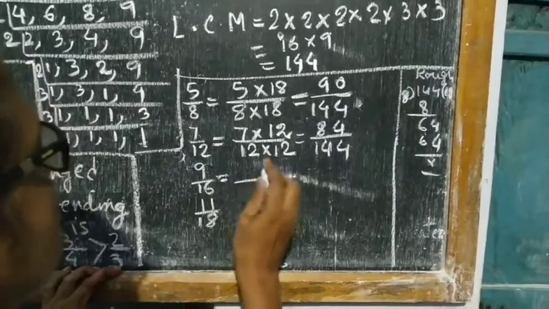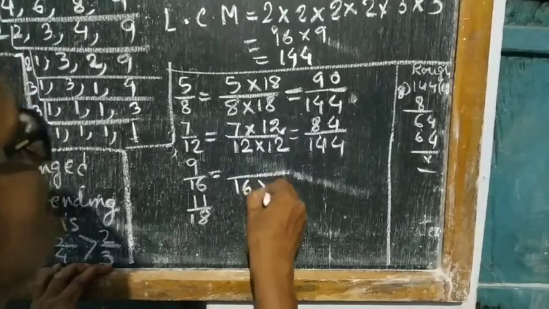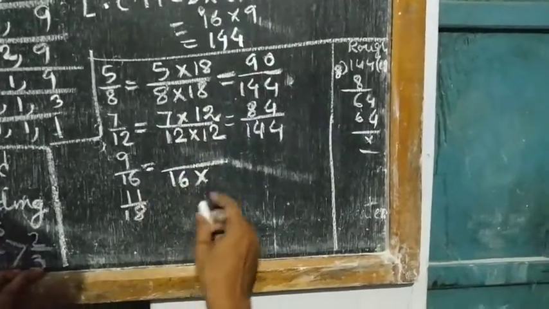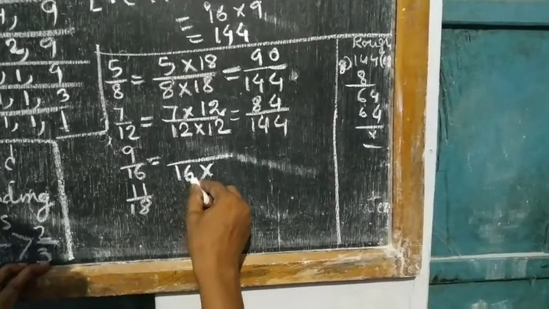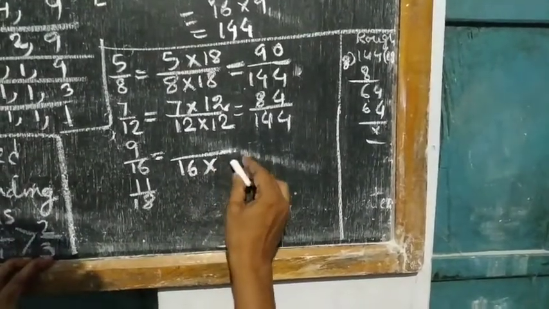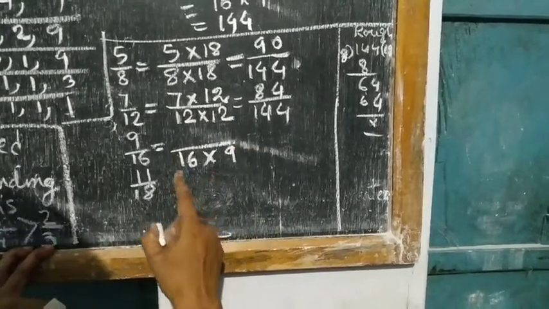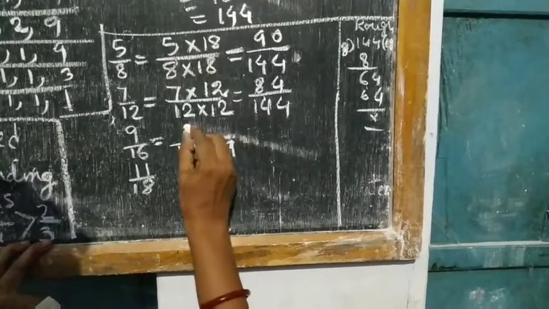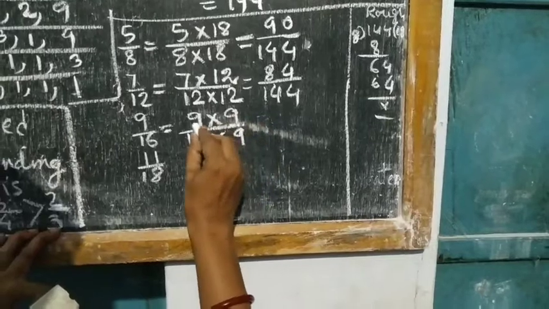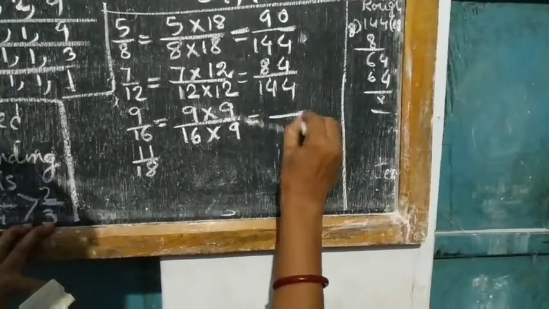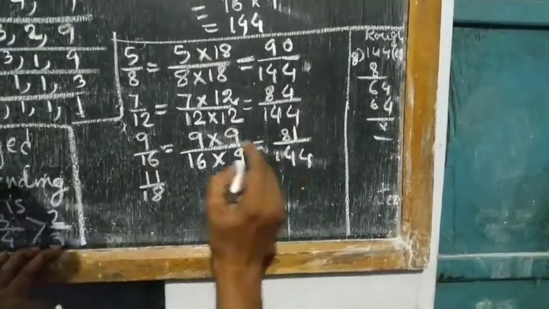Again you have to multiply 16 into how much? 144. So better if you can't do it, 16 into 9: 9 6s are 54, carrying 5, 9 1s are 9 plus 5, 14. So you have to multiply this numerator also by 9. So 9 into 9, 16 into 9, that is 144, so 81 by 144.